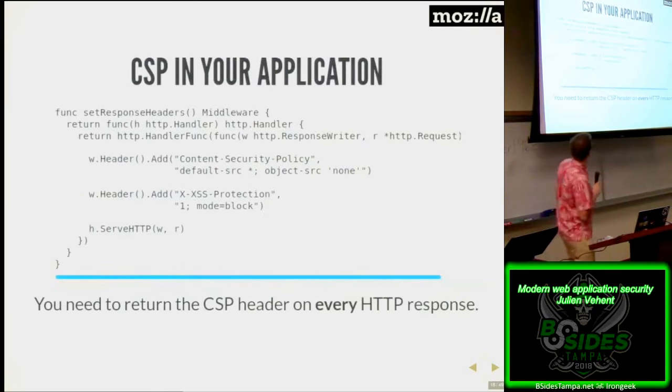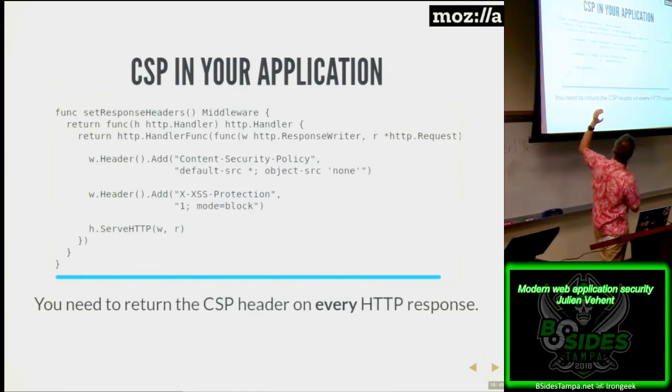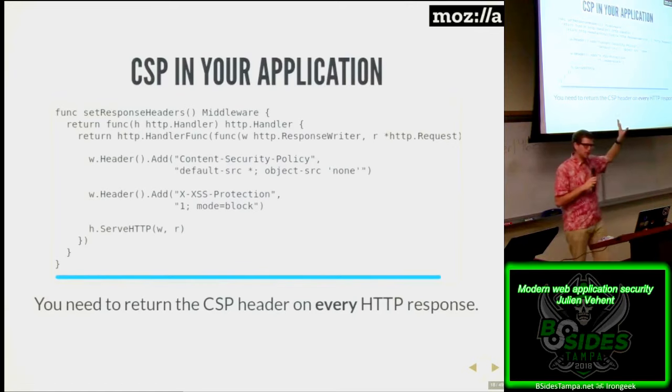If you're a bit of a developer, this is basically how you put it in a Go application. I like coding in Go. You could do the same thing in Java, PHP, Python, whatever. But essentially, you have your middleware that handles HTTP responses, and you inject a response header with content security policy and the string that represents your policy. So default-src star and object-src none. And I'm not going to get into the details of what the keywords inside of a CSP mean, because that will take the whole 40 minutes.